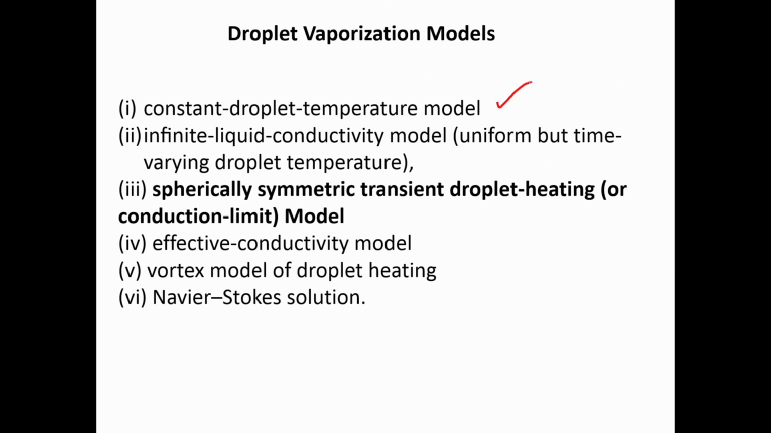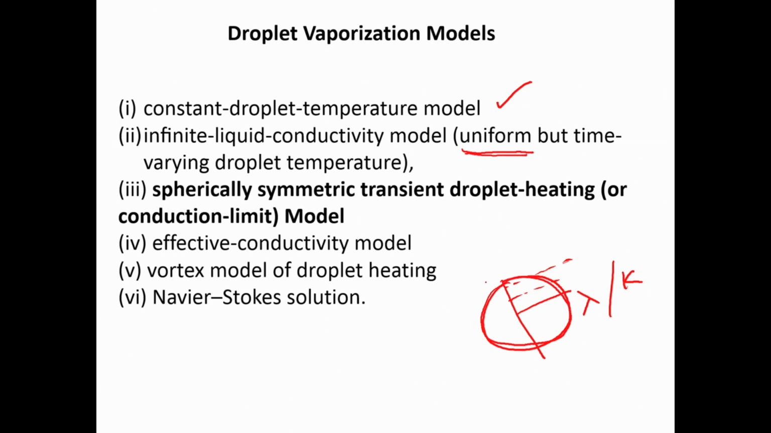There can also be an infinite liquid conductivity model. It means that the liquid temperature within the droplet is uniform spatially. However, this temperature might actually vary with time; it will go up with time. So, that is the infinite liquid conductivity model. In essence, it means that lambda or k, whatever you use to represent the liquid conductivity, is very high. This is akin to the lumped capacitance model that you have learnt in your heat transfer.